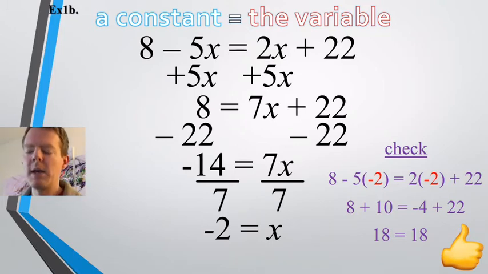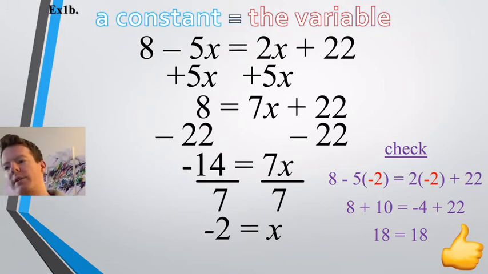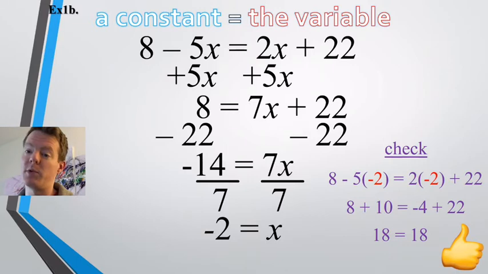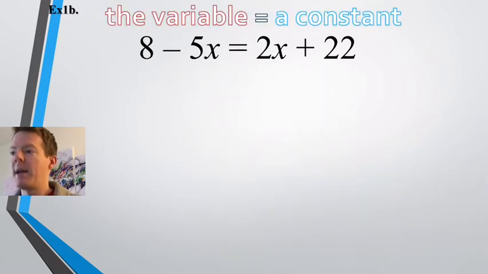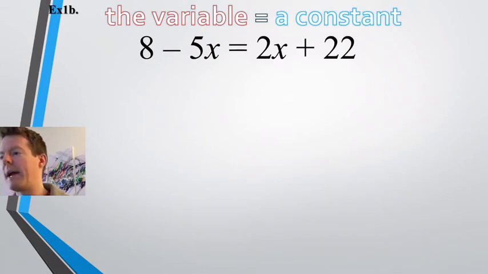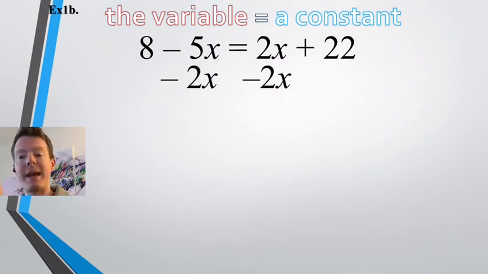It's good to go. Now for this one, I am going to show you what would happen if you were just always bringing the variable to the left side. So same equation, okay, but this time I'm going to bring the variables to the left. So first I'm going to move the constant term. So I'm getting rid of that 2x. I'm going to take it away.